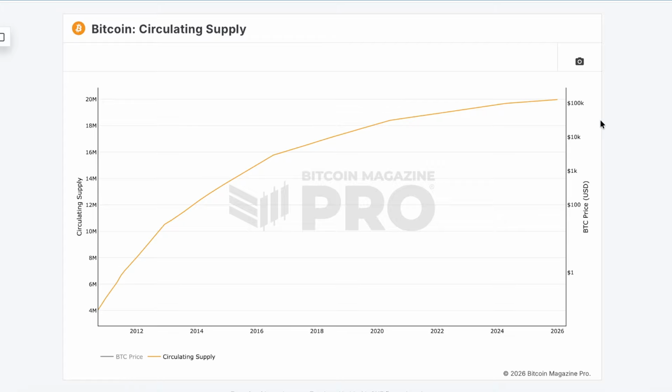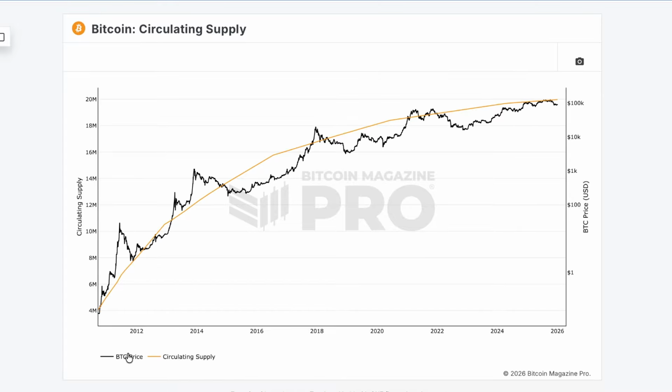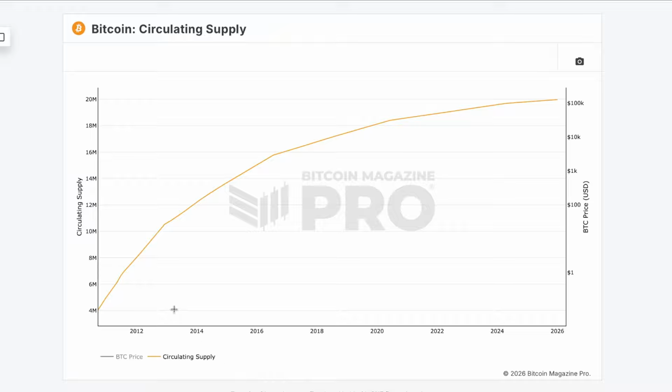There can never be more Bitcoin created. There can never be more Bitcoin printed, found on an asteroid, found deep underground. Bitcoin is finite. We can never have more than 21 million Bitcoin. It is hard-coded into the software itself. And what we can see, this isn't a linear inflationary rate.